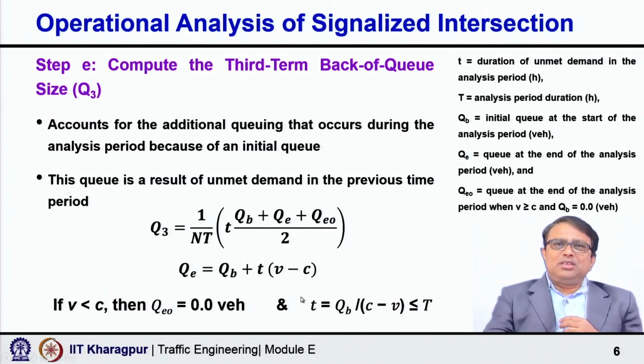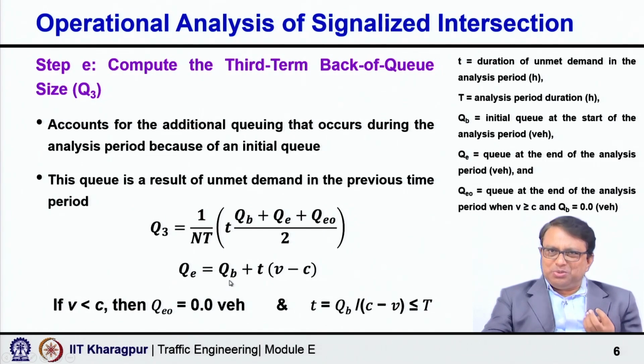Now, if you calculate the value T like this, QB divided by C minus V, because we are assuming here C is greater than V, and if this value is less than capital T, the analysis period, that means the whole QB which was there at the beginning of the analysis period, all vehicles will get discharged, and there will not be any Q. In that case, if you take this equation and put T equal to QB divided by C minus V, this will be QB minus QB equal to 0.